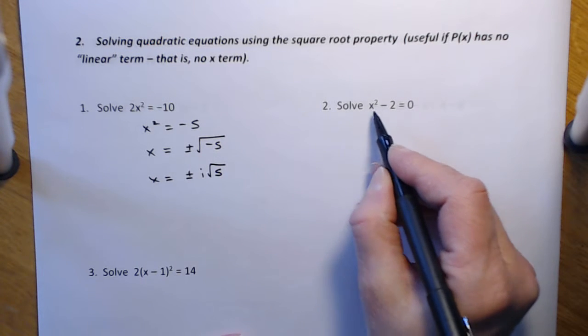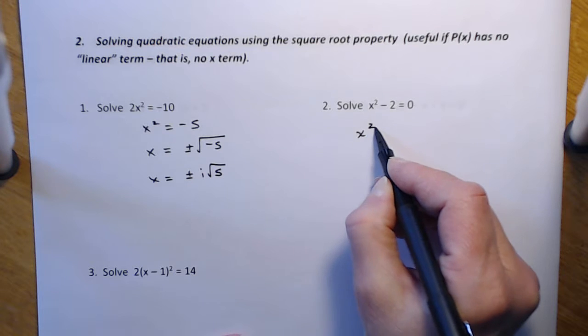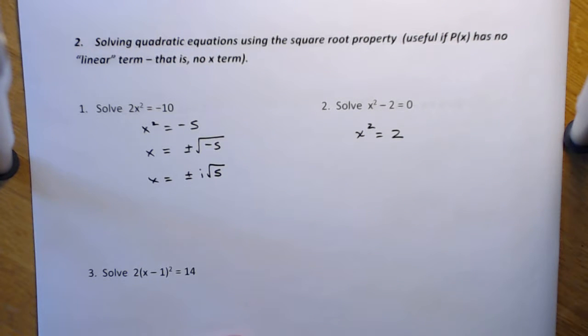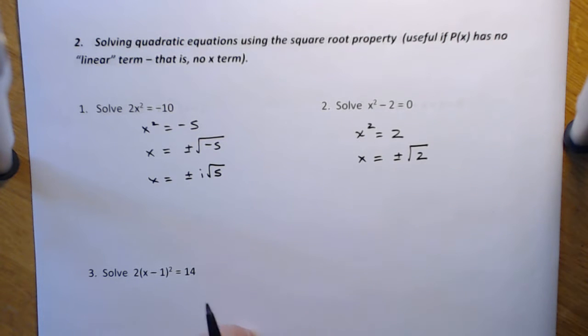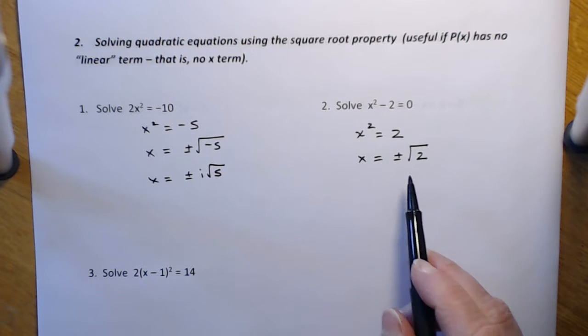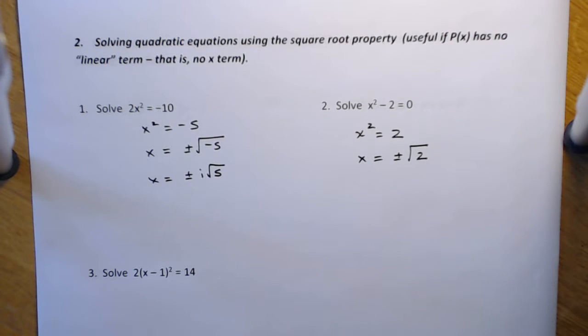Second, again, when there is no x term, you can just isolate the x squared term, so get it by itself, and then square root each side. But again, just be careful you do plus or minus. So again, these are irrational, but those are two real zeros, or two real solutions for that equation.